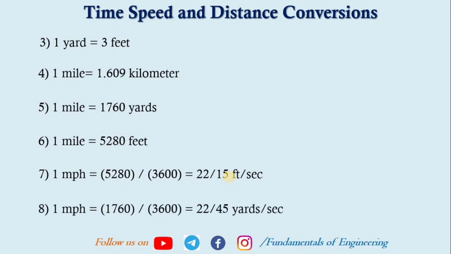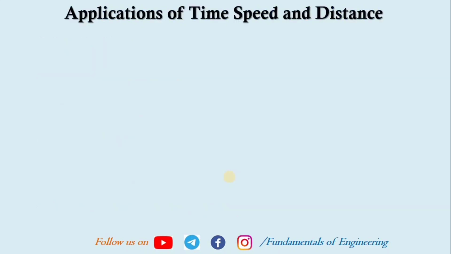Similarly, miles per hour, if you want to convert into yards per second, the ratio is 22 divided by 45. So you can take a screenshot, remember this, and use it whenever we want to convert from one unit to another unit. Now, where are we going to use this in time, speed, distance?